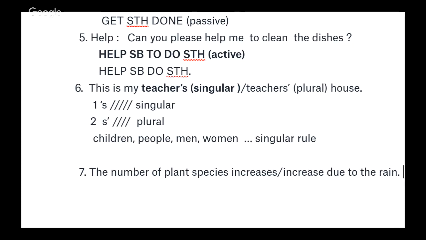Right. How many of you think the answer is increases? Plant species, the number of plant species increases. How many of you think it increases? First one. Okay. How many of you think it is increase? Number two. How many of you think both? If you think both, your grammar is terrible. Because it can't be both.